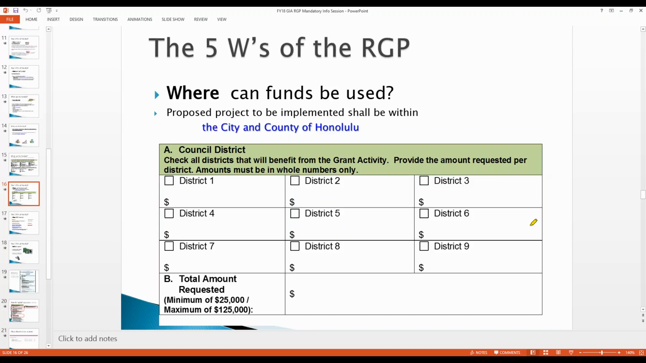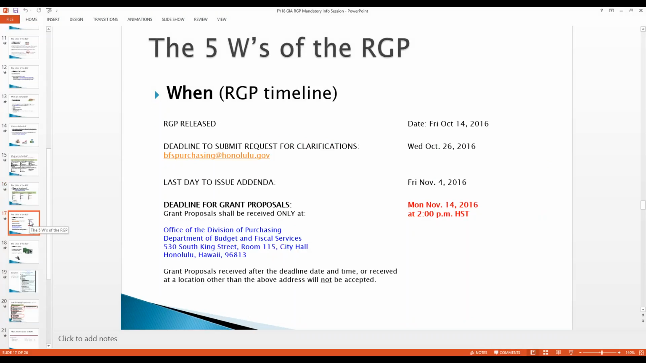Moving on to the next 5W question, when can I apply? Actually we're pretty much done with the mandatory requirements, but we're going to look at some other very important information and requirements for successful completion of your grant application. So now we'll look at when can I apply. Switching to my next slide. You may also find this information on page 3 of the RGP instructions.